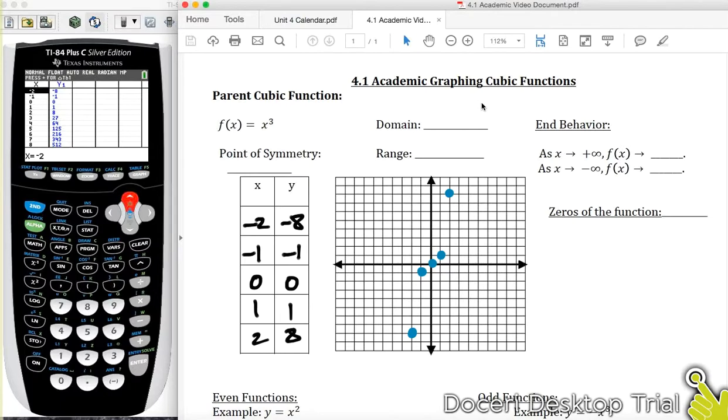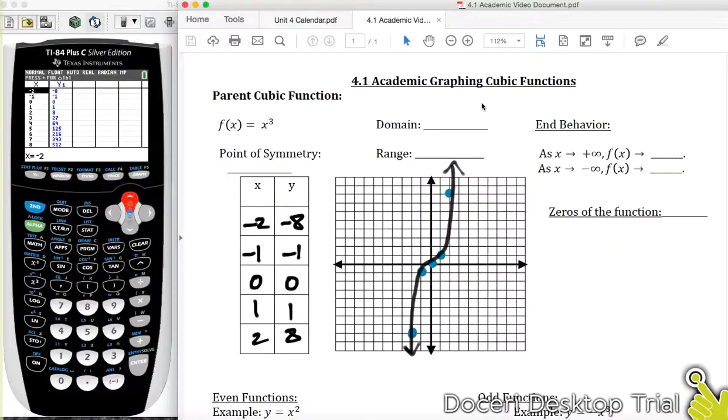Now let's choose a different color to connect those. Now remember, you have to have a curve to curve this graph at the origin, because the origin in this case is going to be my point of symmetry. So wherever the graph curves, that's going to be your point of symmetry. This is one way to find it. Now let's go ahead and connect those points and curve the graph at the origin. And that's going to be my cubic function.